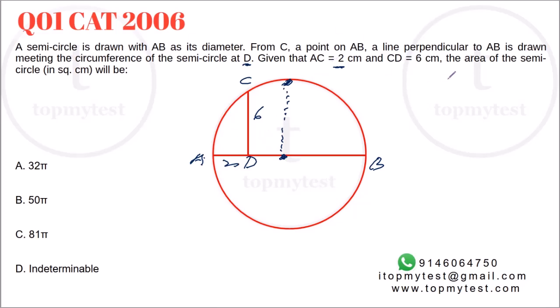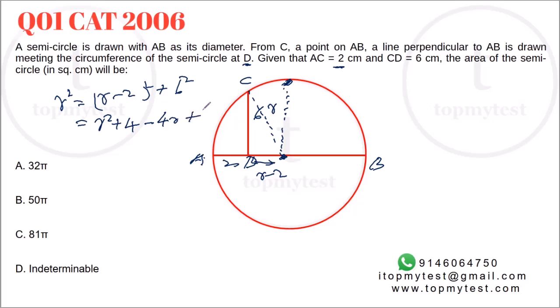The question is, what is the area of the semicircle? You will need to find the radius. So if I draw a radius here, and call this R, this length will be R minus 2. Using Pythagoras theorem, R square should be R minus 2 whole square plus 6 square. So this will be R square plus 4 minus 4R plus 36 equals R square. R square goes out. If you take this here, 4R equals 40. R should be equal to 10.